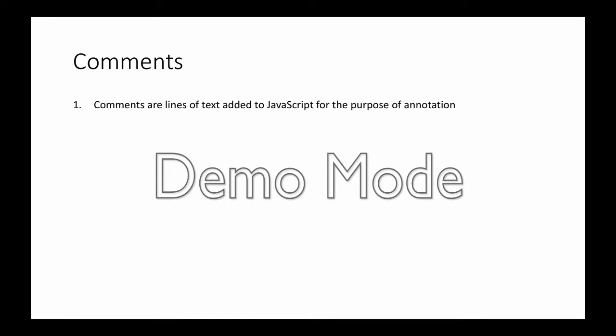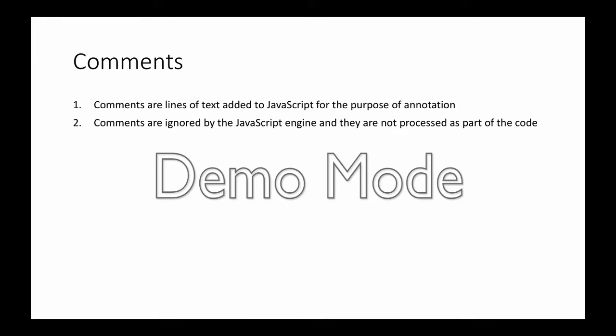And our last lesson in this module will be about comments. We will touch on it quickly. Comments are lines of text that we add to JavaScript code for the purpose of annotation or for the purpose of helping other programmers understand what's going on. Comments are usually ignored by the JavaScript engine, and it's not processed as part of the code.